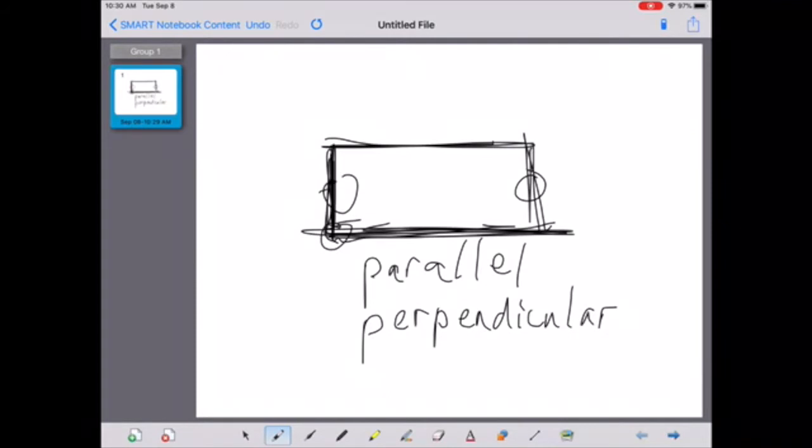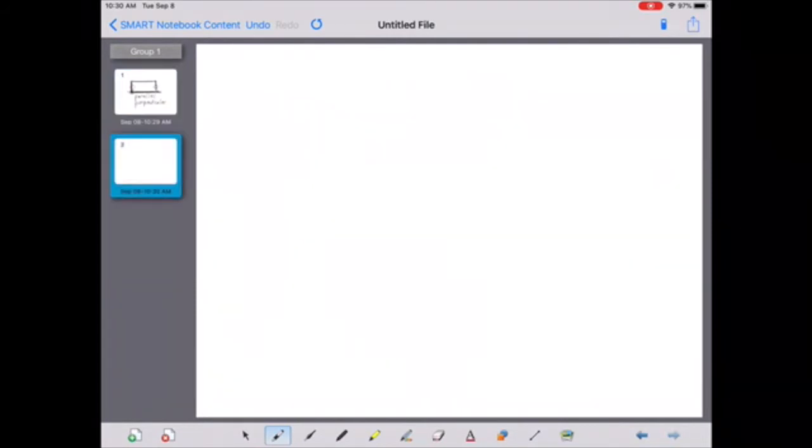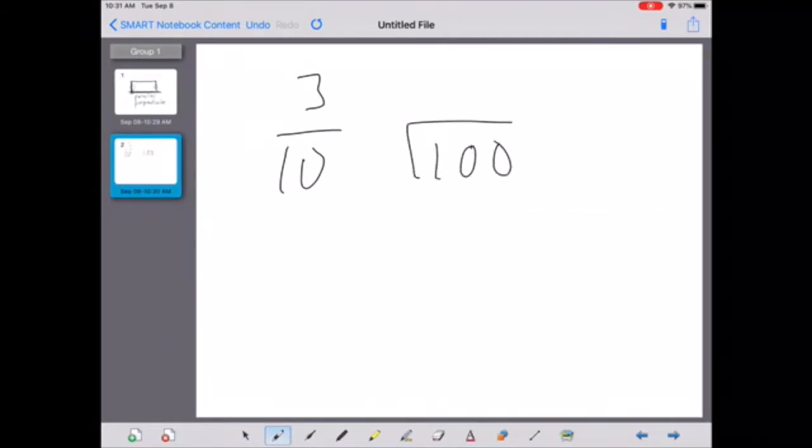All right. Number 4. What percent of the rectangle is shaded? So the first thing I do, I have to count how many boxes there are. 1, 2, 3, 4, 5, 6, 7, 8, 9, 10. There are 10 boxes. How many are shaded? 3. If we were doing this, percent means out of 100. So I divide by my denominator and I multiply by my numerator.